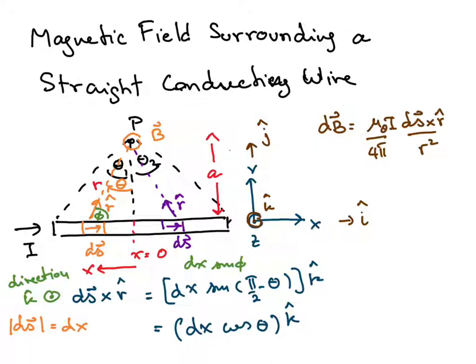We know that the total magnetic field must point in the direction of the unit vector k. This is because all segments of the wire produce a magnetic field that points in the direction of unit vector k, and when you sum up the magnetic field, it must point in the direction of unit vector k. So now we will look at the magnitude of the magnetic field only, because we already know the direction.